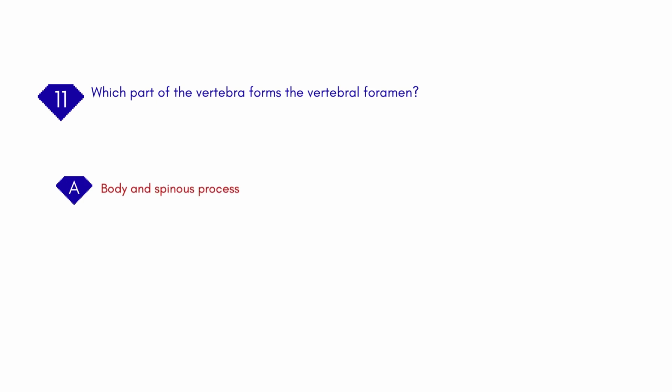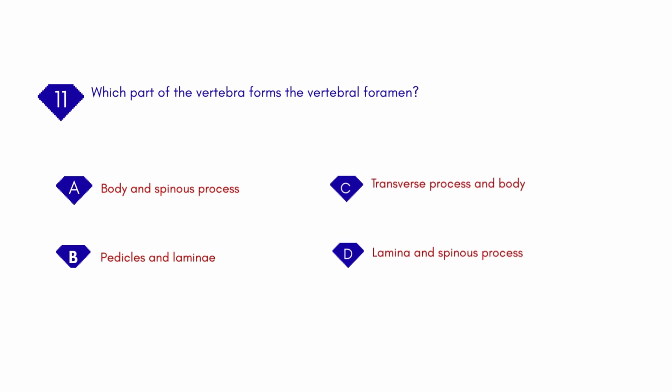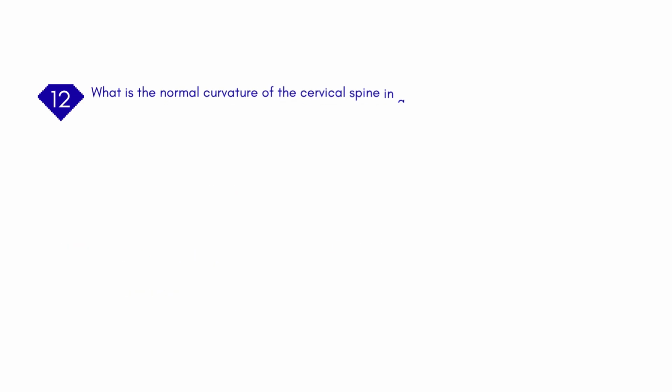Which part of the vertebra forms the vertebral foramen? A. Body and spinous process. B. Pedicles and laminae. C. Transverse process and body. D. Lamina and spinous process. Answer: B. Pedicles and laminae.